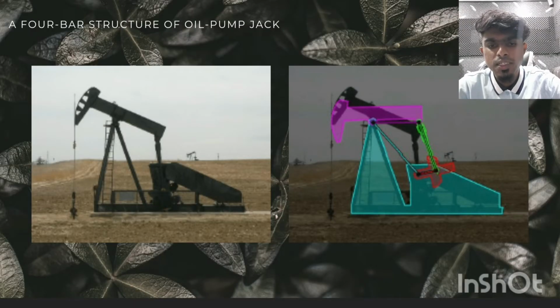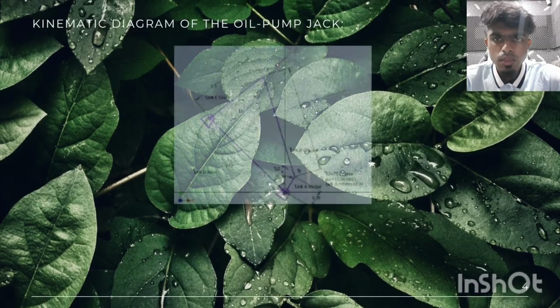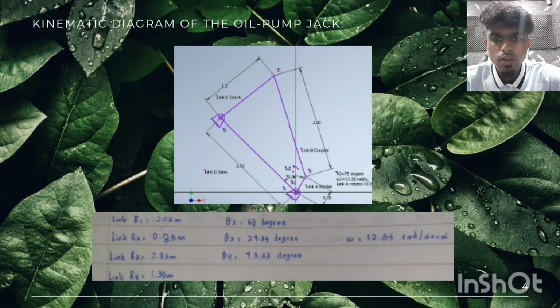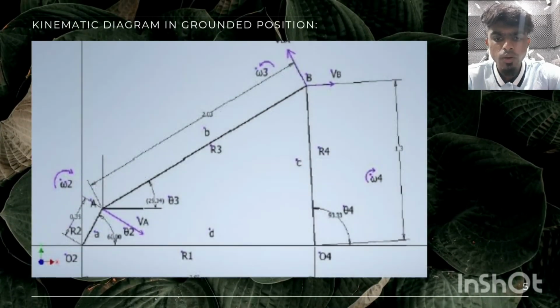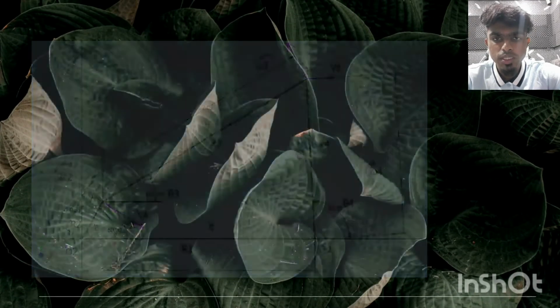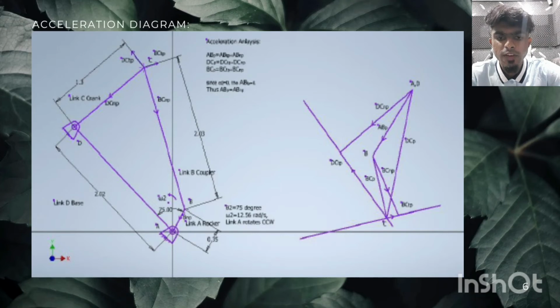This is the 4-bar structure of the oil pump jack. This is the kinematic diagram of the oil pump jack. And the following slide will be on the kinematic diagram in grounded position. Continued with the final one, which is the acceleration diagram.